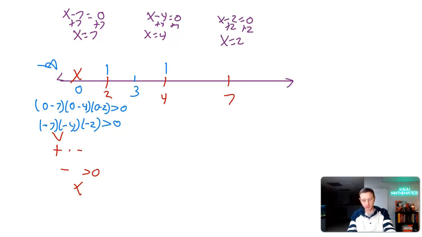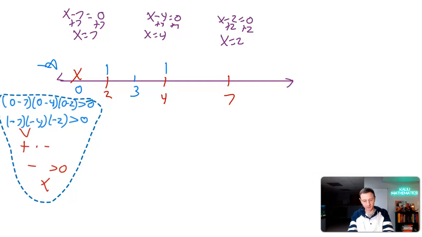And I'm going to move. I don't know if I can do this. Let's see. Ooh, I can. Okay, I'm just going to move that over.